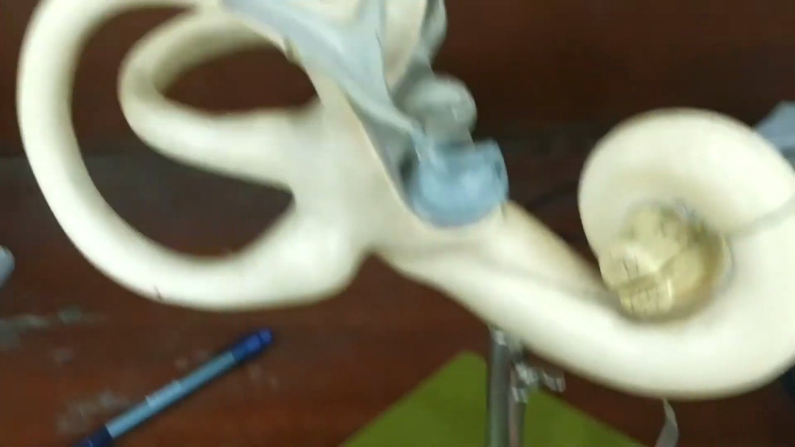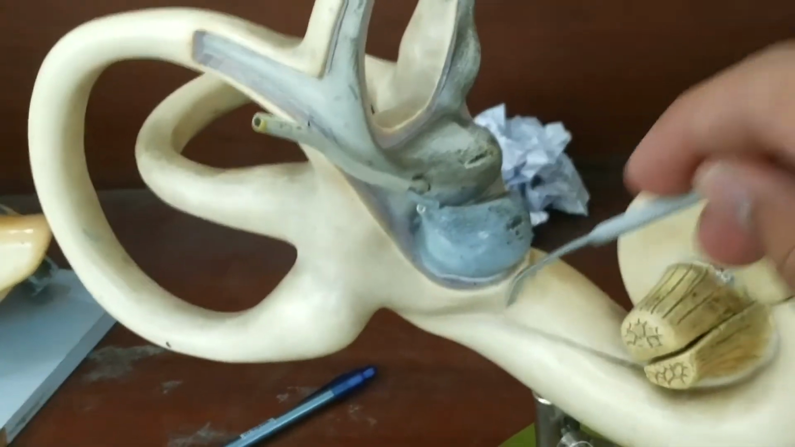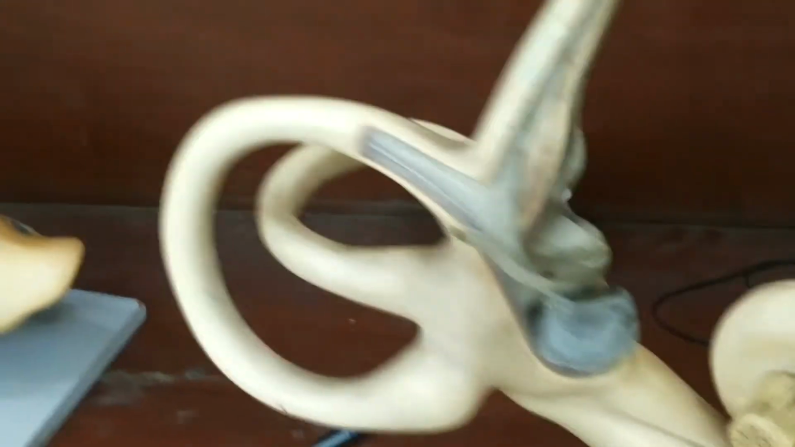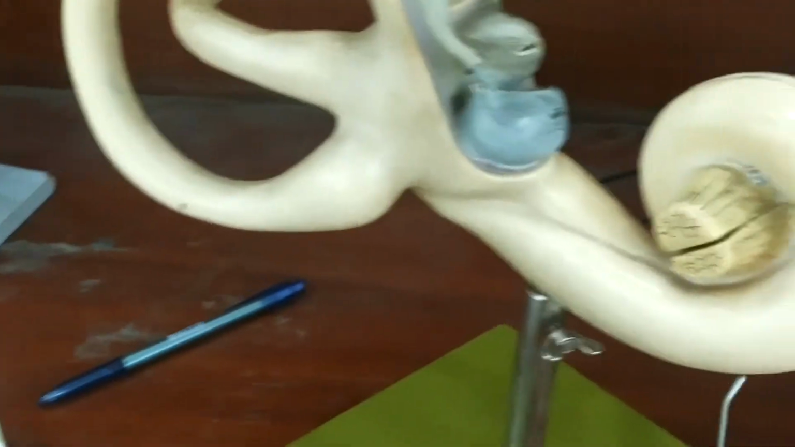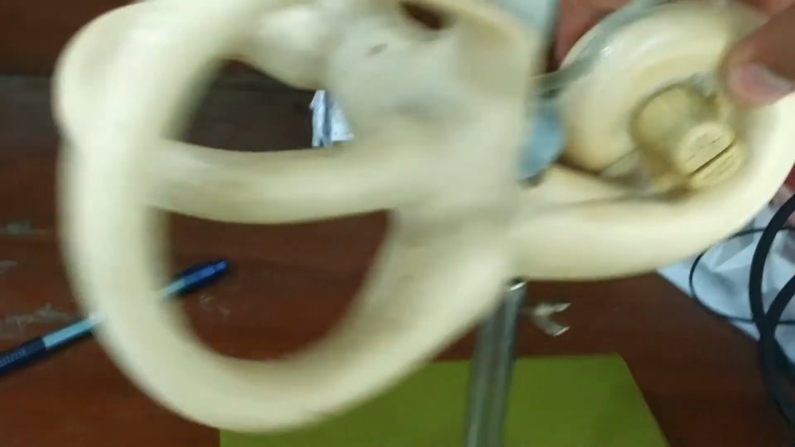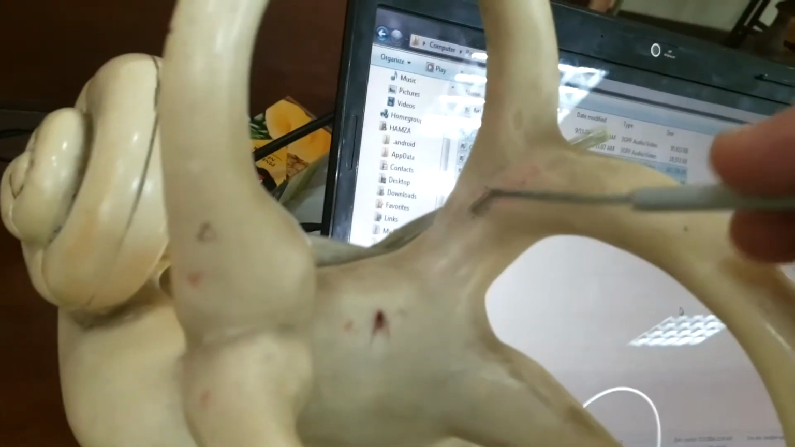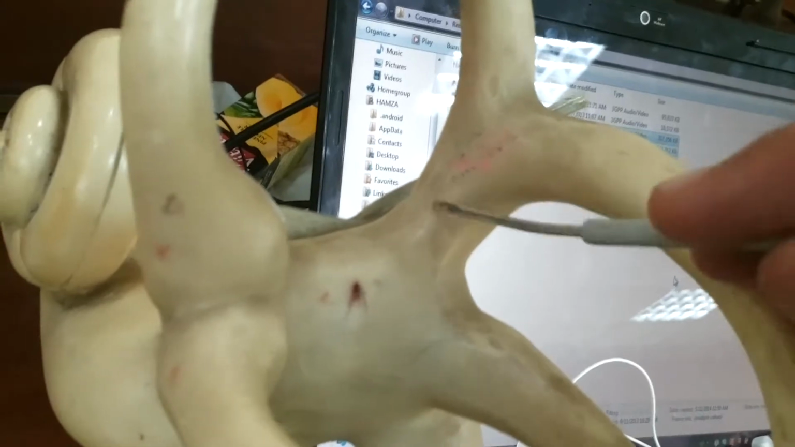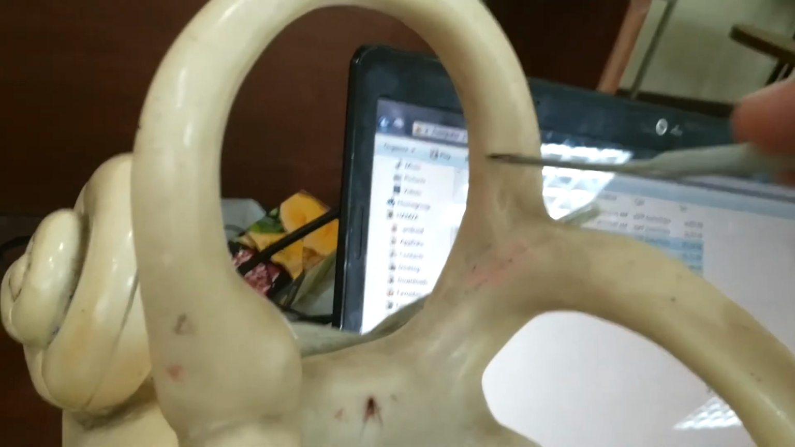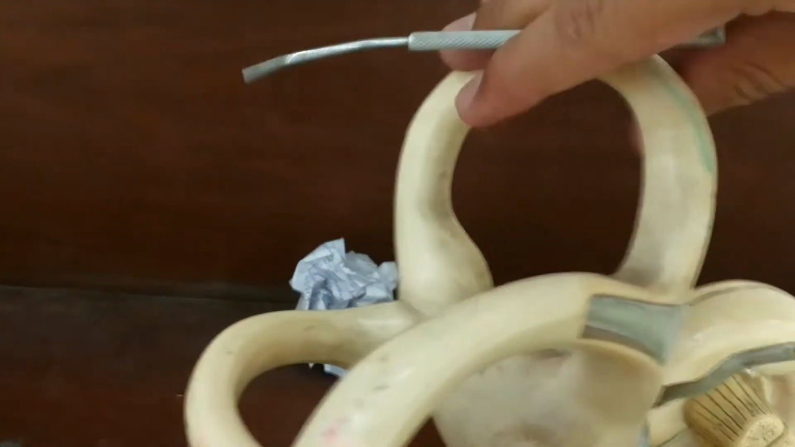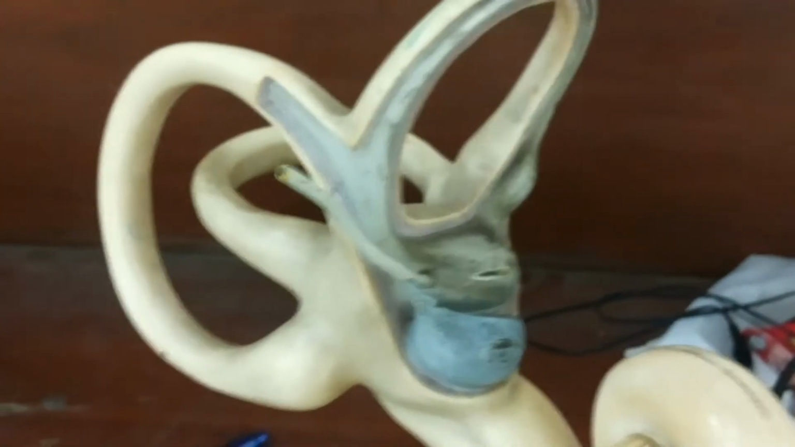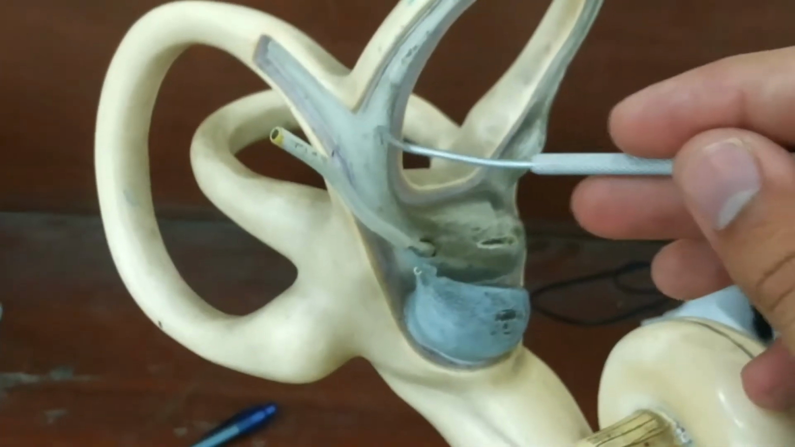Okay, so this whole structure represents the vestibule. These are the semicircular canals, and the anterior and the posterior semicircular canals actually meet at a point known as the common bony limb. So we'll also have a common membranous limb. This will be the common membranous limb.